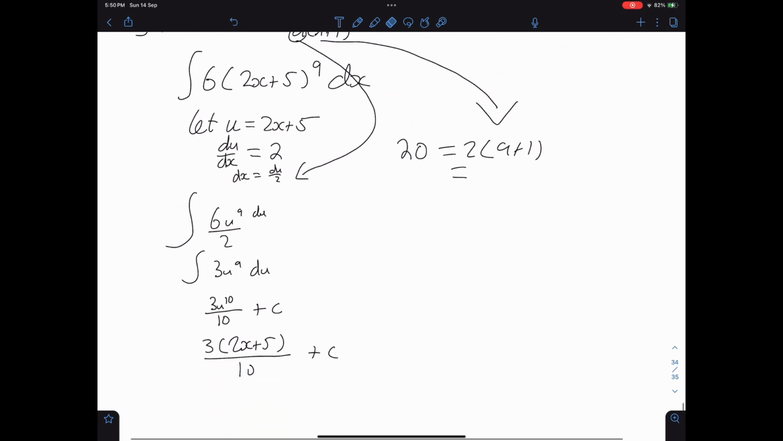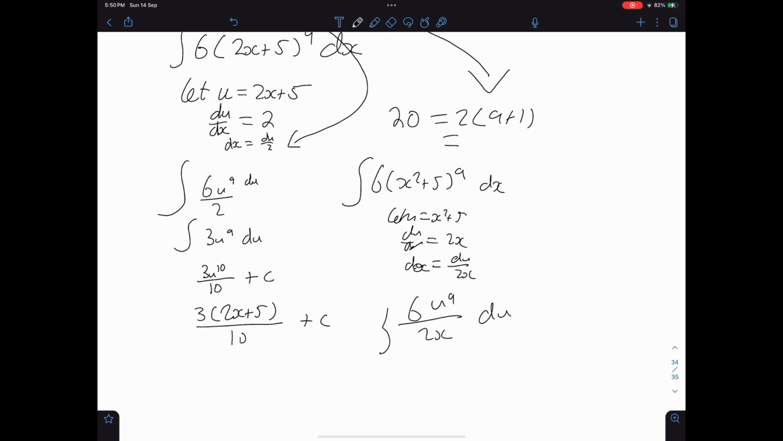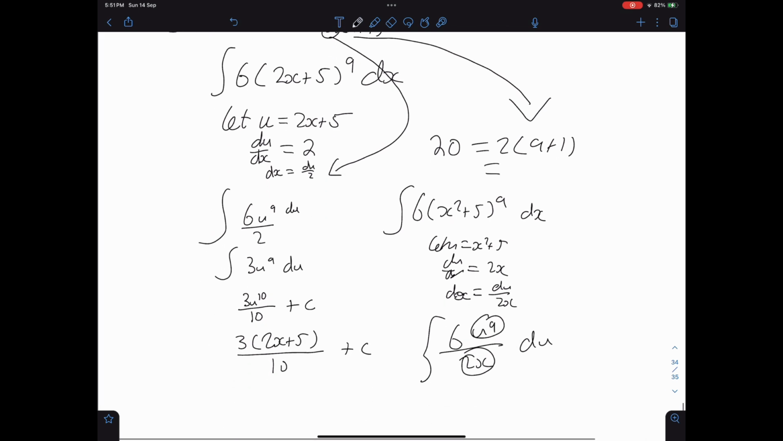And the reason why this will only work with linear functions is if we try to do a u sub with an x squared, u equals x squared plus 5, du/dx equals 2x, dx equals du over 2x, and then we'd have 6u^9 over 2x du. Now suddenly we've got two different variables and we can't do the integral. So that's why it has to be a linear function in the bracket.